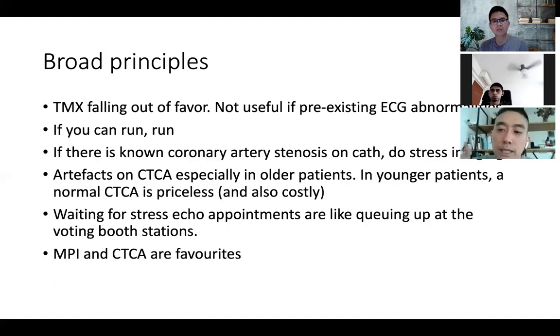So if you know that there is a stenosis, then do a stress imaging to assess for the physiological response of that stenosis to see whether that stenosis is significant or not.